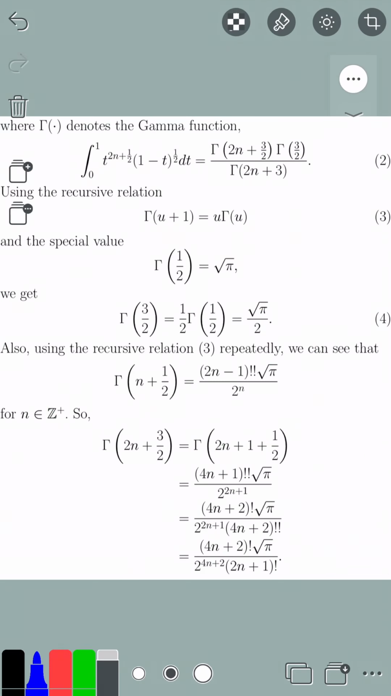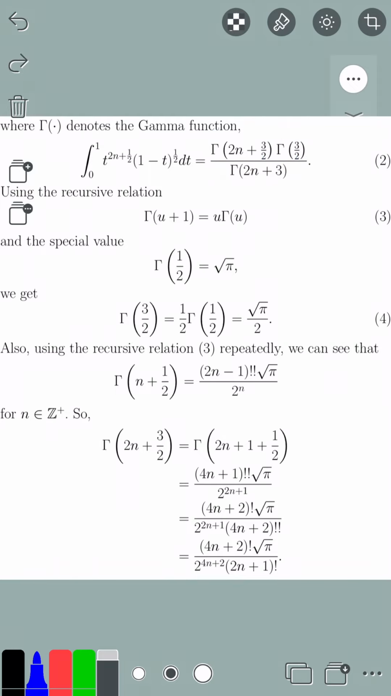Alright, then we get this integral is equal to the gamma function of 2n plus 3 halves times gamma of 3 halves over gamma of 2n plus 3. So that's just using the relation between the beta function and the gamma function. Now we're going to simplify each of these gamma terms.